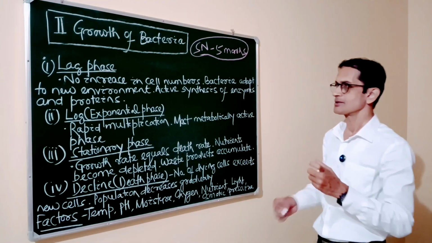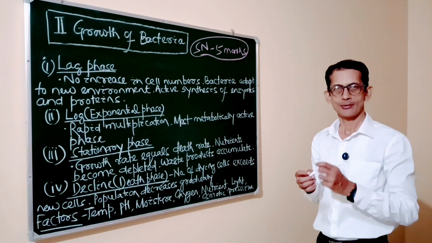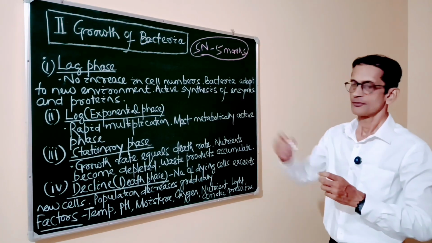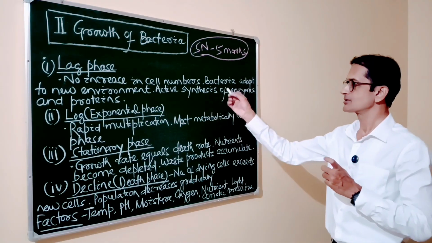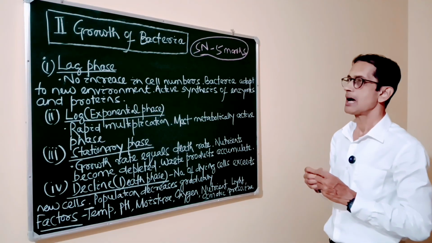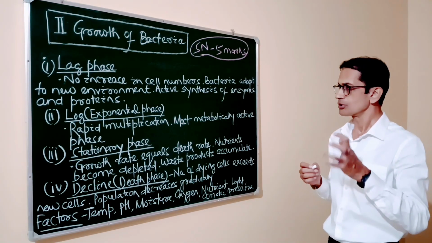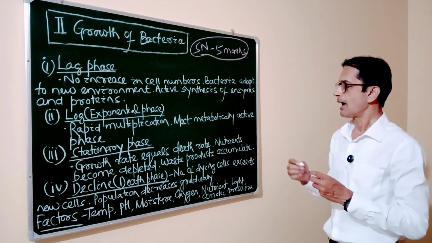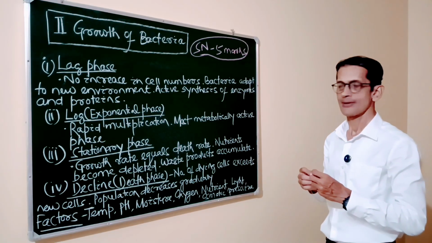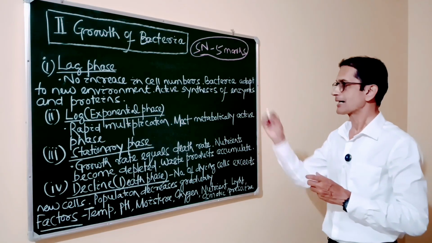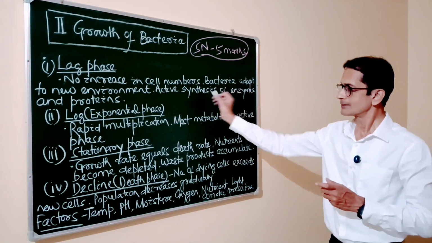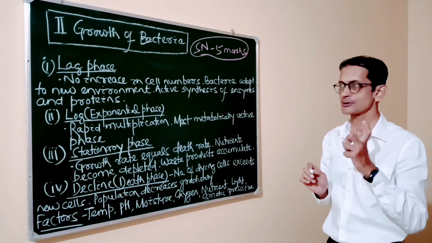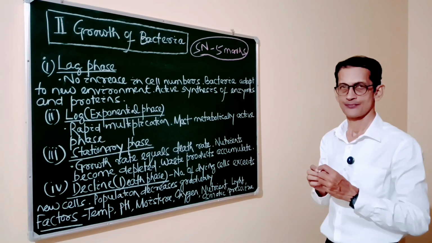Then you need to highlight all these 4 phases. The first one is lag phase. No increase in cell numbers. Bacteria adapt to new environment, and in this particular phase, lag phase, there is active synthesis of enzymes and proteins. This synthesis takes place in lag phase.